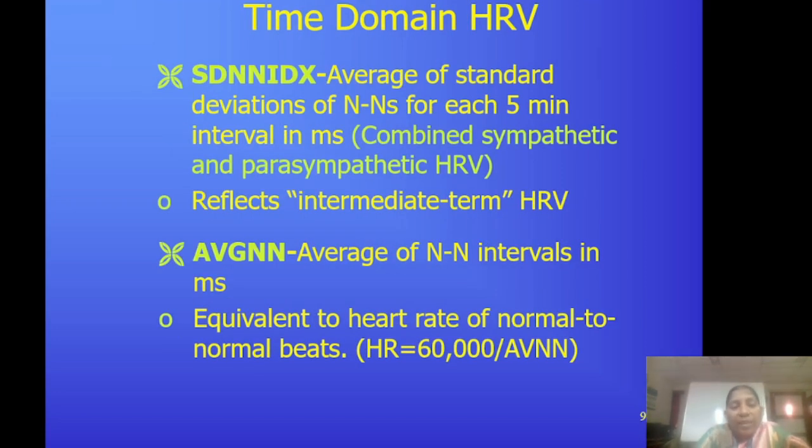Then we have another parameter called SDNN-IDX, which is the average of the standard deviation of N to N intervals measured for each 5-minute interval in milliseconds. This is due to the combined effect of sympathetic and parasympathetic HRV, and it reflects the intermediate term HRV. Then the average N to N interval, measured in milliseconds, is equivalent to the heart rate of normal to normal beats. Heart rate can be calculated by 60,000 divided by AVNN.